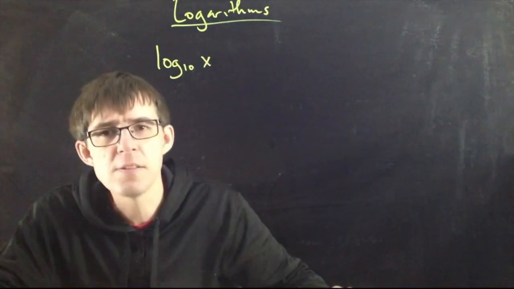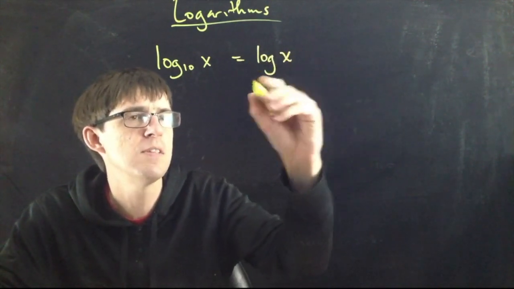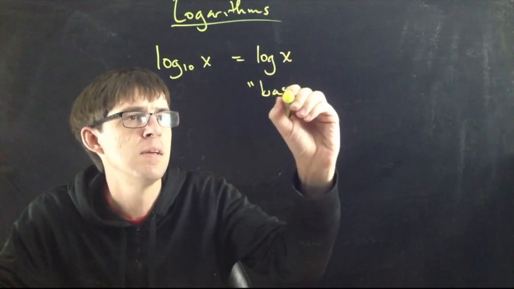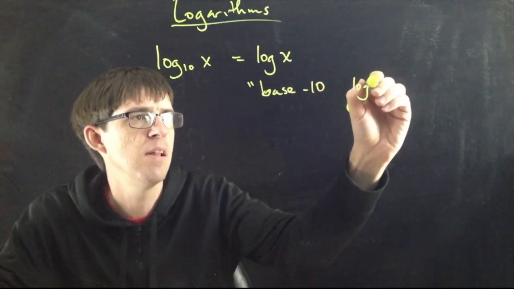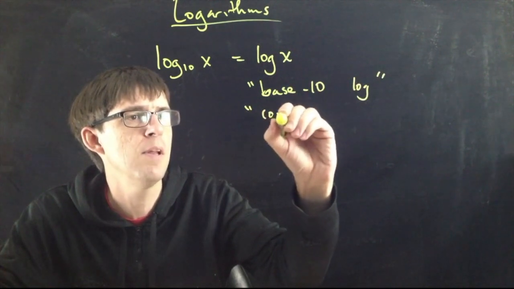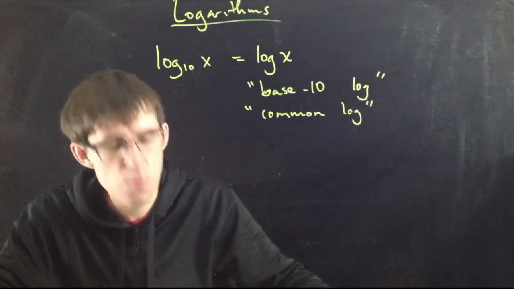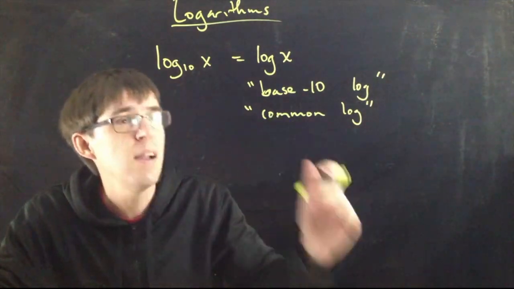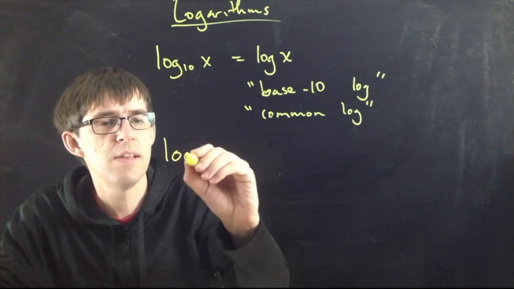Sometimes people write it as log with a little 10 there. Sometimes people just write log for this. This is called the base 10 logarithm, or also the common logarithm. And I'll tell you what it means. You plug some number in there, and it tells you what the exponent is. So here's the definition.